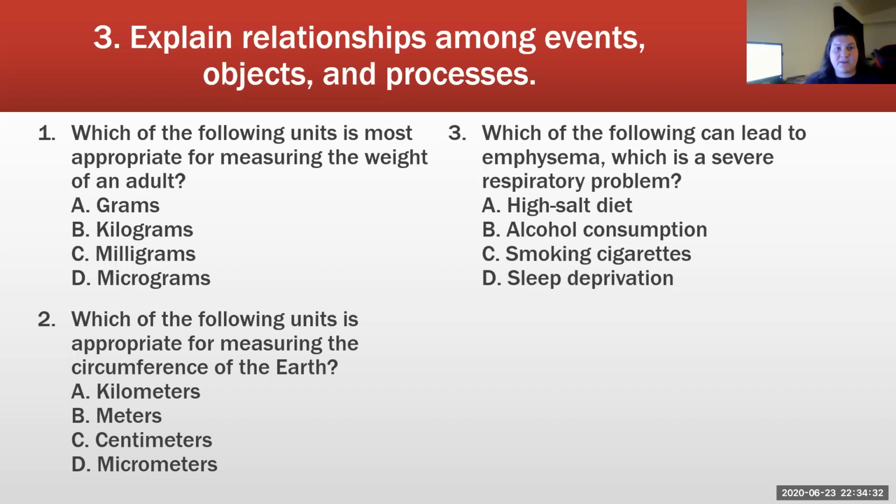Which of the following units is appropriate for measuring the circumference of the Earth? Again, this is no different than that LA and San Francisco question. It's A, kilometers, because if we tried to measure in meters, centimeters, or micrometers, we're going to have way too high of a number. Even in kilometers, we're going to have a high number because, let's face it, it's the circumference of the Earth. But we'd have a drastically lower number in kilometers than we would in meters.